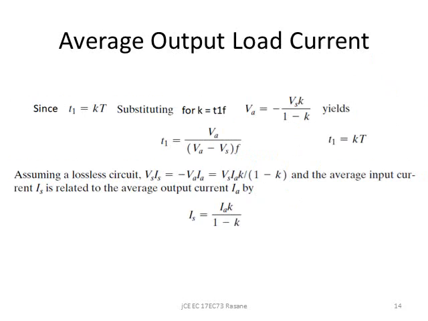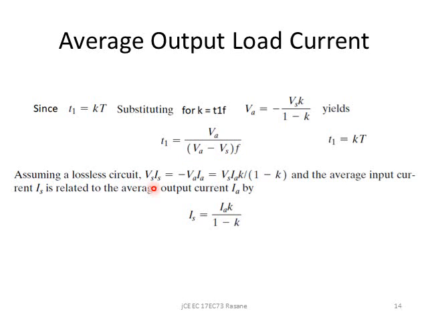Now coming to the average output load current, we know that T1 is equal to K into T, and T can be written as 1 by F. Therefore, K becomes equal to T1 into F. If I substitute this in the equation Va is equal to minus Vs into K upon 1 minus K, that is going to yield T1 is equal to Va upon Va minus Vs into F. Okay, so we get another equation for T1.